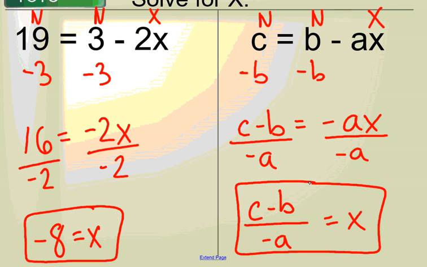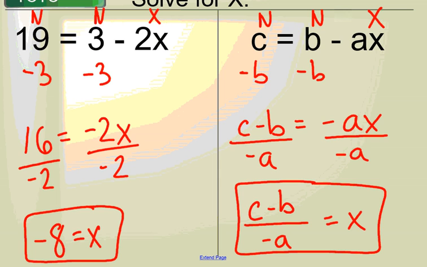And I'm done. There's the answer to my literal equation. If I actually knew the values, I could substitute in for c, b, and a. In this case, I would put 19 in for c, I would put 3 in for b, and I'd put 2 in for a. I would have my answer. So there you go. Hopefully you got the same thing.